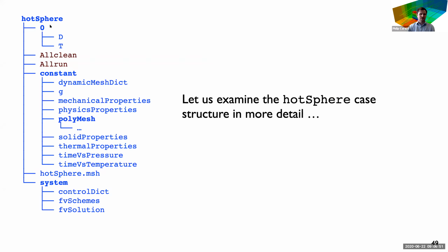So what does a solids4Foam test case look like? It looks like a normal OpenFOAM case, but there are just a couple of differences. In this case, we have D and T as our solution fields in 0. We've run all the clean scripts, nothing strange there, just an OpenFOAM case. In constant, solids4Foam always expects there to be a dynamic mesh dictionary, so all the solid models assume dynamic mesh. All the solid models will include gravity. You can set it to 0 if you want.